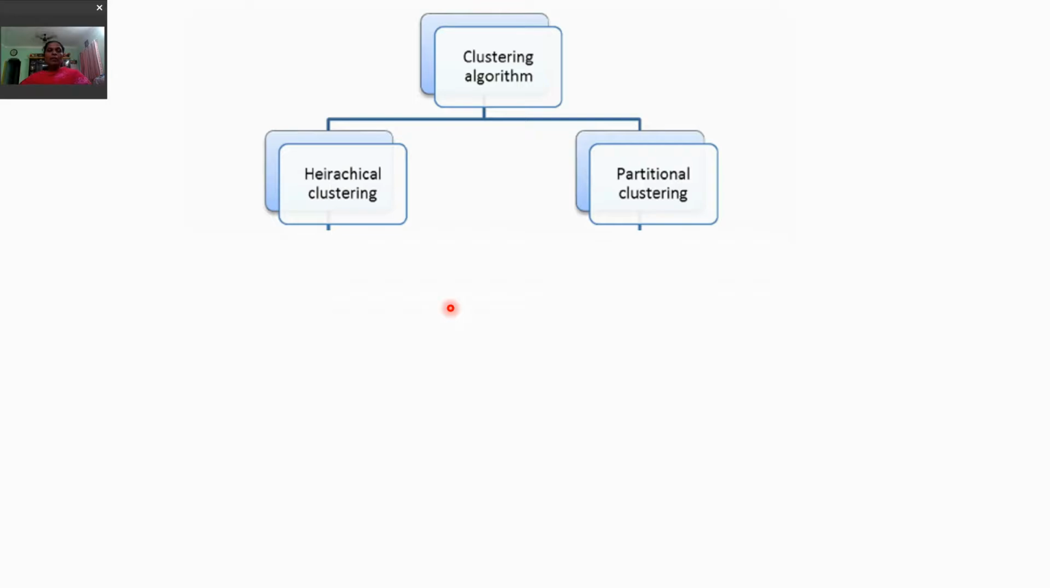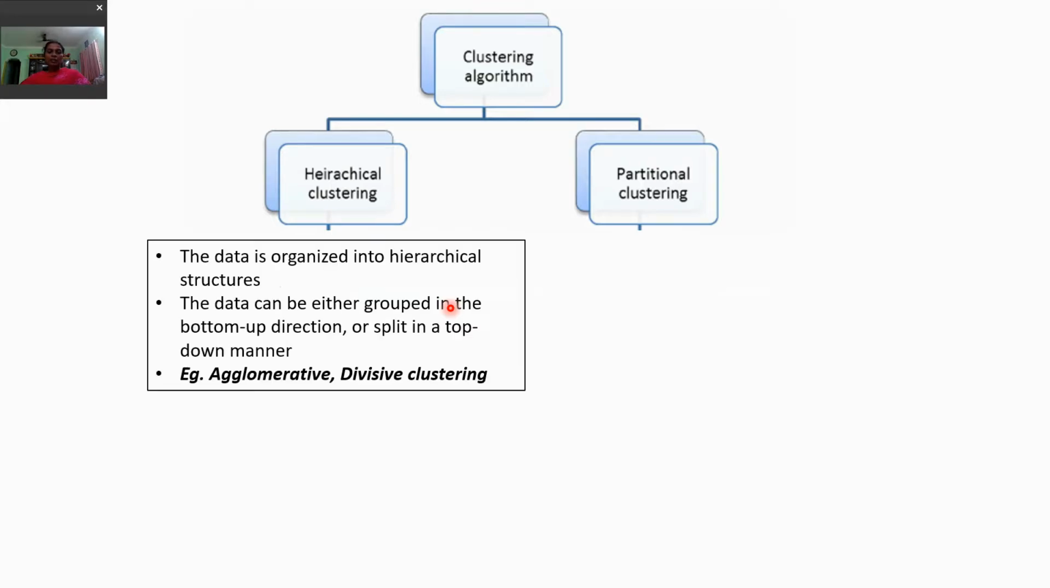Mainly the clustering algorithm is divided into two types. First one is hierarchical clustering and the second one is partitional clustering. In hierarchical clustering, the data are organized in a hierarchical manner. Either the data can be grouped in the bottom-up direction or the data can be split in a top-down manner. Examples of hierarchical clustering are agglomerative clustering and divisive clustering.